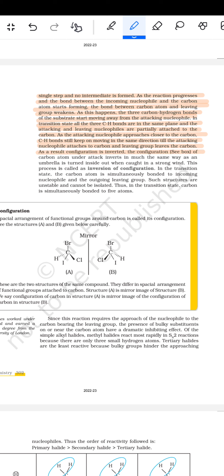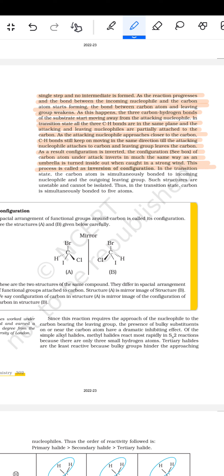The configuration of the carbon atom under the attack inverts in much the same way as an umbrella is turned inside out when caught in a strong wind. This process is called the inversion of the configuration.